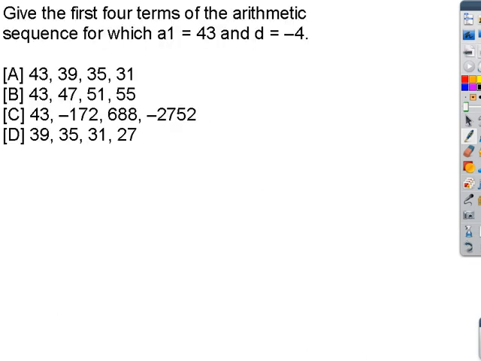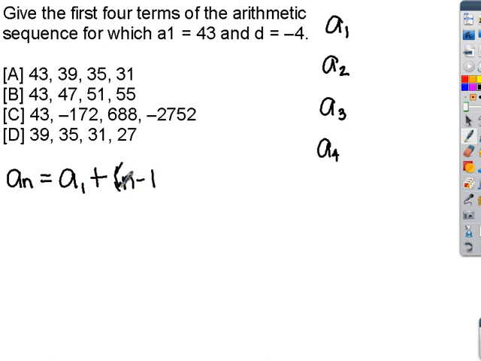So first example, give the first 4 terms of the arithmetic sequence for which a sub 1 equals 43 and the common difference is negative 4. So here's what we are looking for. First 4 terms, a sub 1, a sub 2, a sub 3, and a sub 4. So we're going to figure each of those out by going back to this original formula. A sub n equals a sub 1 plus, I didn't get my plus sign there, n minus 1 times d.